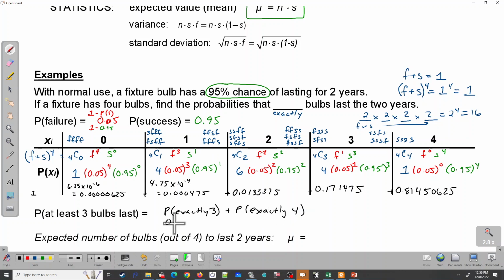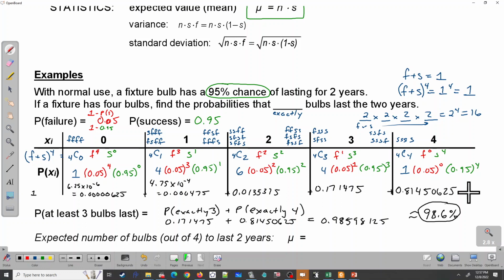And so we'll take 0.171475, add it to 0.81450625. I did this before. I hope I can read my handwriting from before. 0.98598125. Yeah, that's way too precise. So I'm just going to say roughly 98.6% of the time, I would expect at least 3 or 4 bulbs to work after the 2-year span.